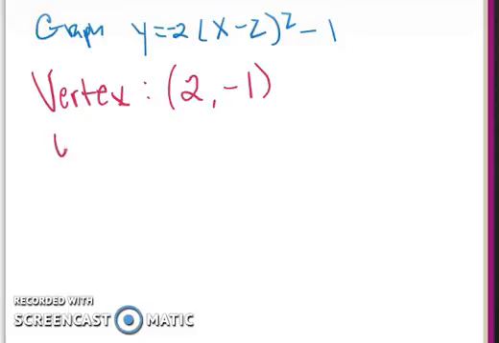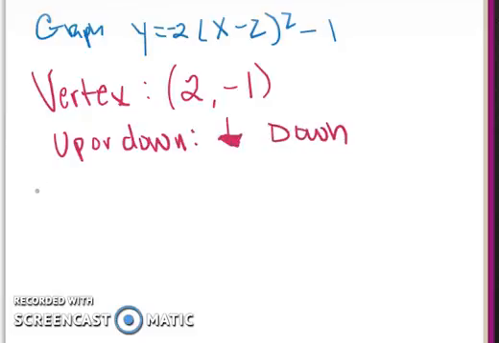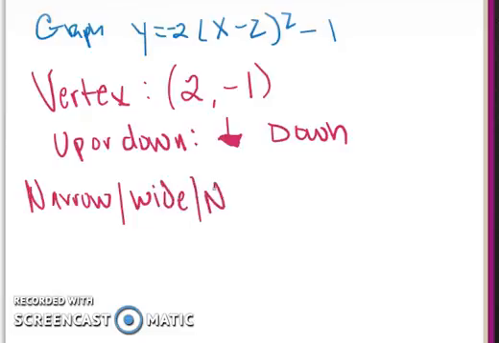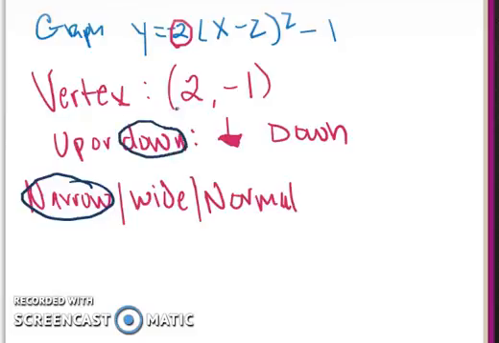Next, we want to say up or down, right? Which one? This is a negative sign, so we're going to be going down. So down is our answer. And then we want to say narrow, wide, or we could even do normal. Now we just look at the number 2, not the negative, just the number 2, and if it's bigger than 1, it's going to get narrow. So we're going to go ahead with the narrow response. So we went down, narrow, and we have our vertex.